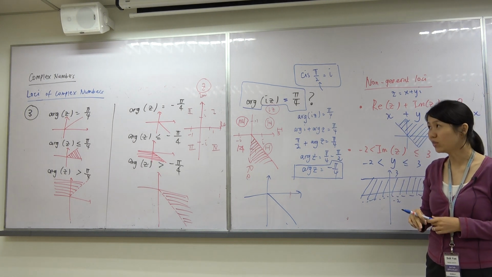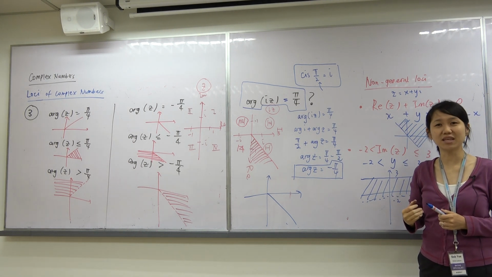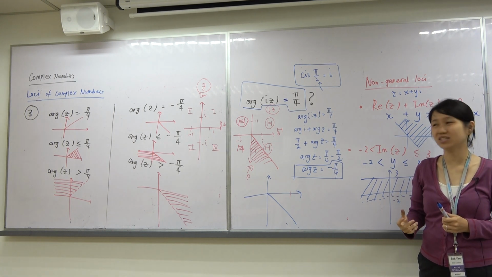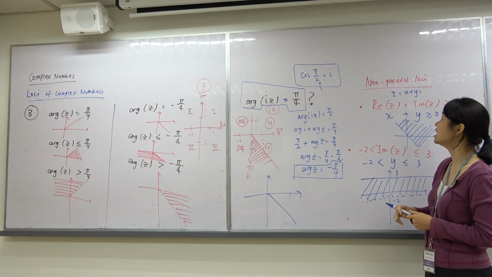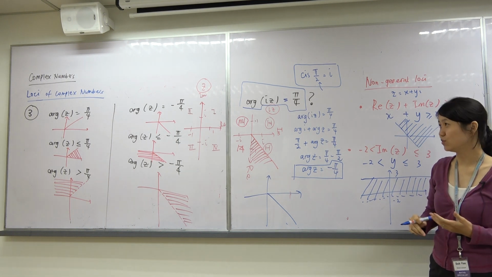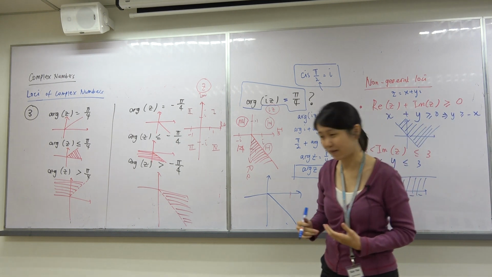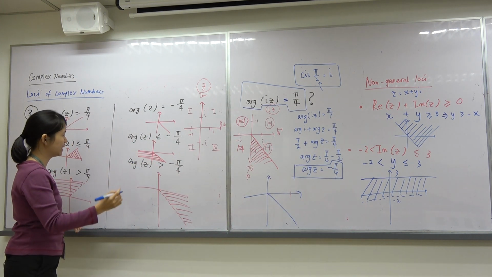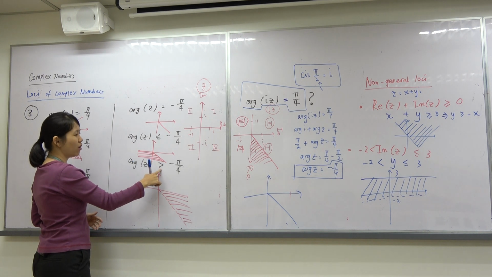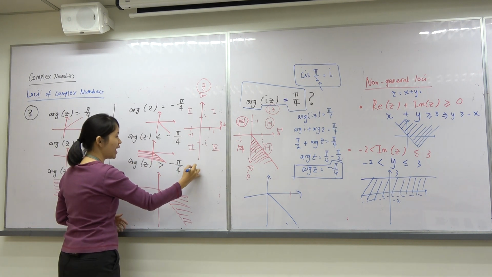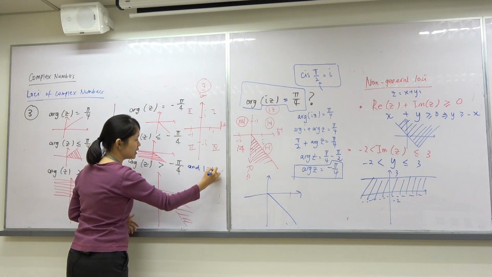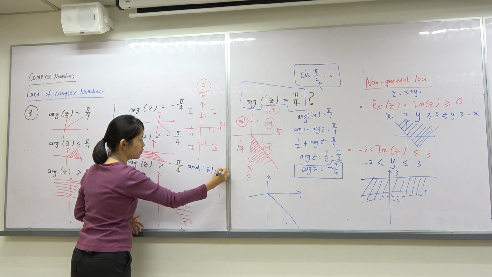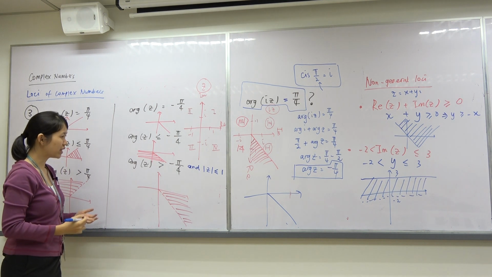Alright? And also note that loci of complex numbers can be given as a combination of two loci. Hence you got to just work accordingly. Alright? So what does it mean by combination of two loci? Okay, let me just give you a brief example. Let's just say I wanted the argument of sec more than negative pi over 4 and the modulus of sec less than or equivalent to 1. So how should I work on this one?